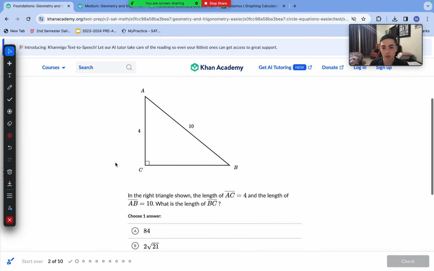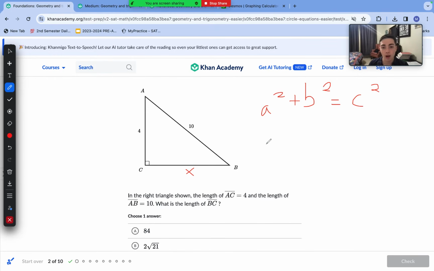In the right triangle shown, we're given side AC and side AB. We're trying to find BC. So in right triangles, when we're given two sides and we need to solve for an unknown side, we can use the Pythagorean theorem, which states that a squared plus b squared equals c squared, with a squared and b squared being the shorter sides and c squared being the longest side, or the hypotenuse.